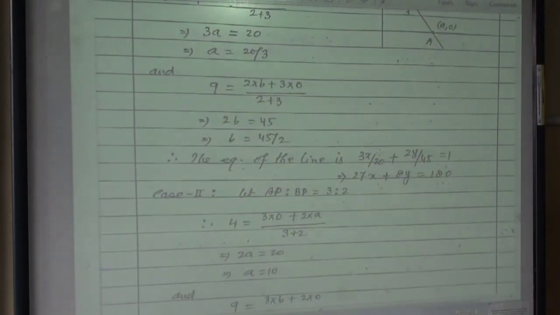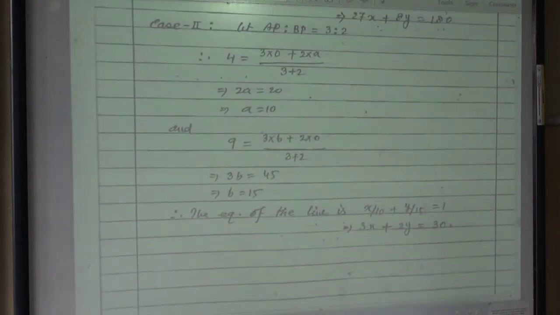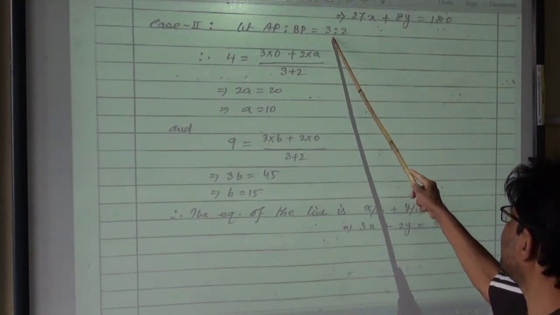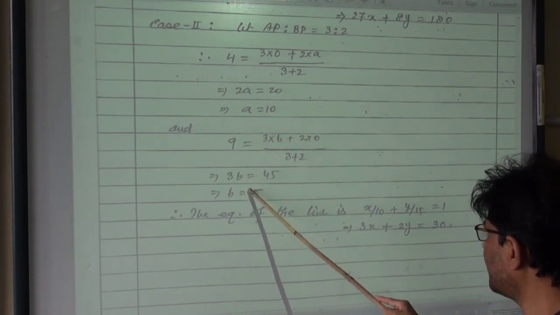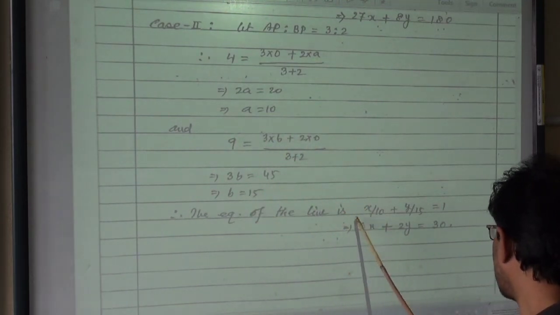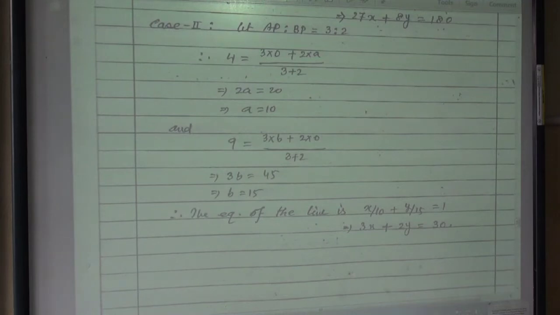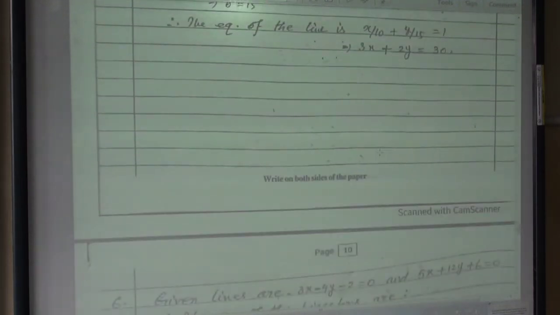Now, the other way, if we consider the ratio as 3:2, if I take AP and BP 3:2, in the same way use the formula, you will get A is equal to 10 and B is equal to 15, and the equation will come 3x plus 2y is equal to 13.